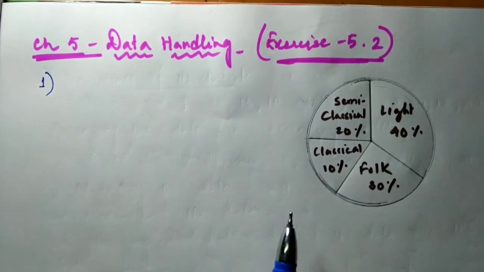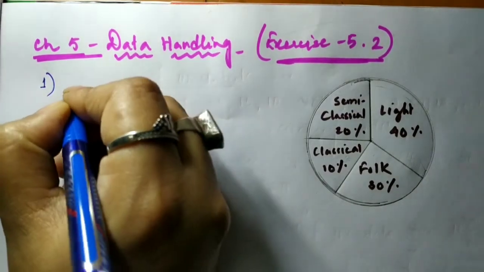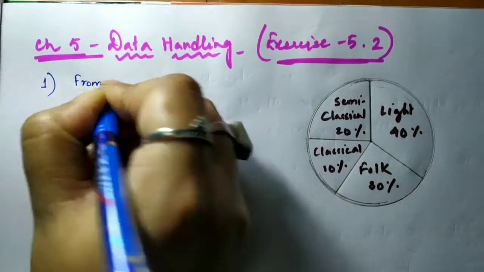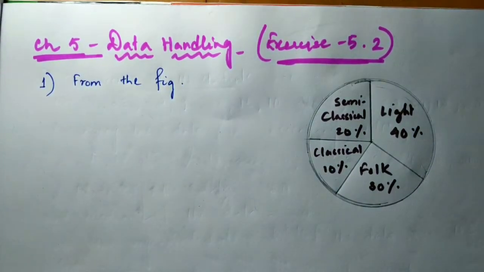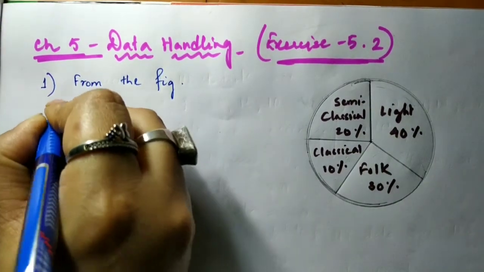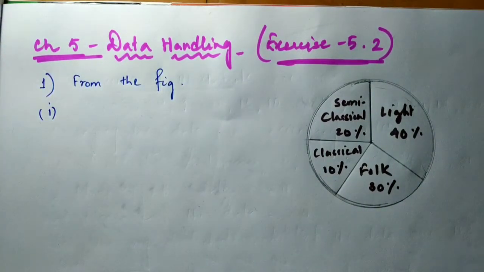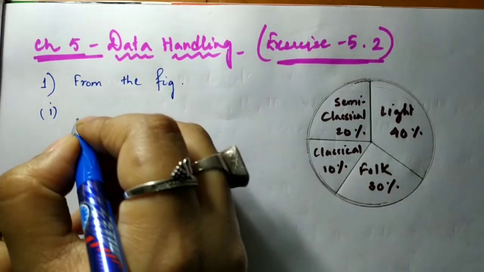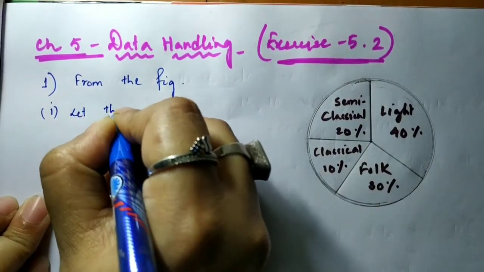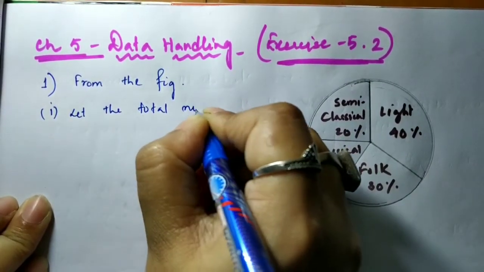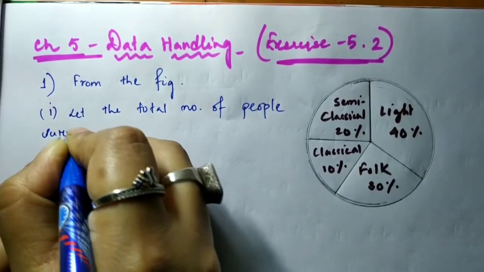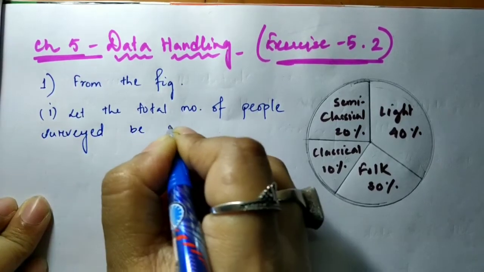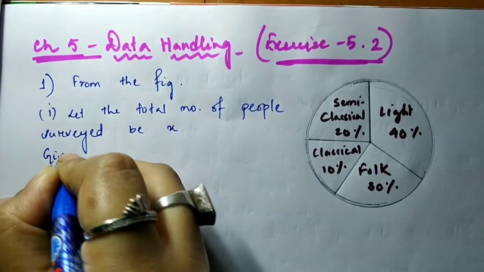So what is question number 1 here? Let us see. We will be using the figure, so let's write it as from the figure. Question number 1 is: if 20 people like classical music, then how many young people were surveyed? We don't know how many young people were surveyed, so let the total number of people surveyed be X.